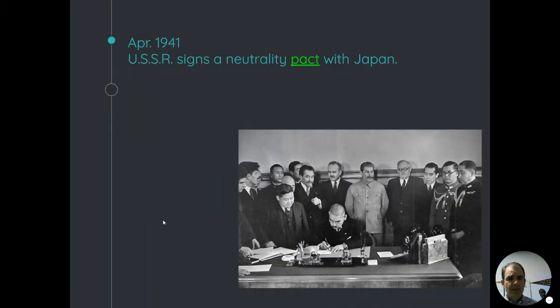In April of 1941, USSR signs a neutrality pact with Japan. So remember, Russia has signed this pact with Germany, saying as long as you don't cross our borders, we won't cross yours. And so they tell Japan the same thing. Listen, we're not getting involved. We're going to stay neutral. Just don't come into our country. Don't try to invade us, and we'll just let you do whatever you want.